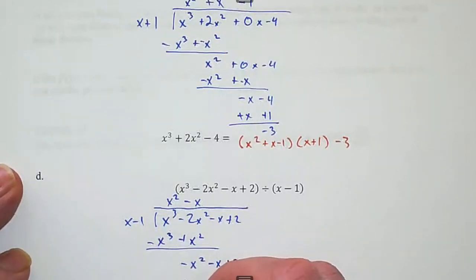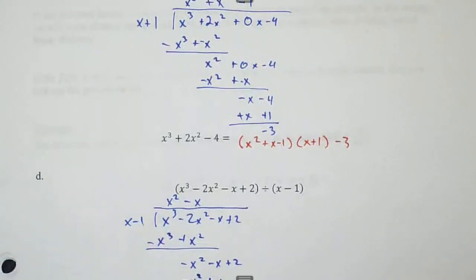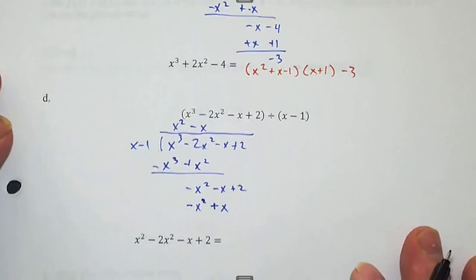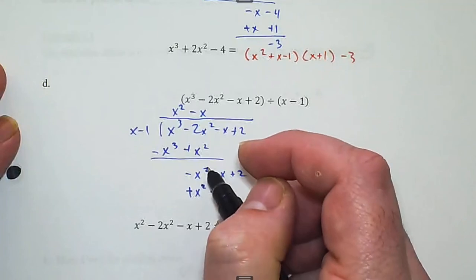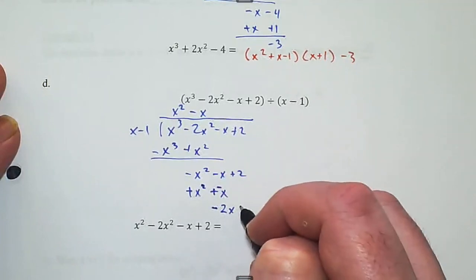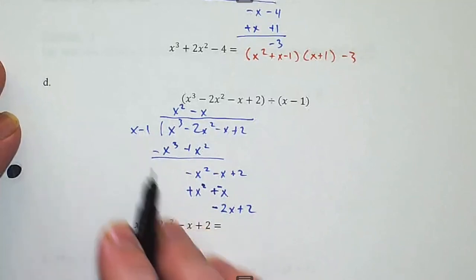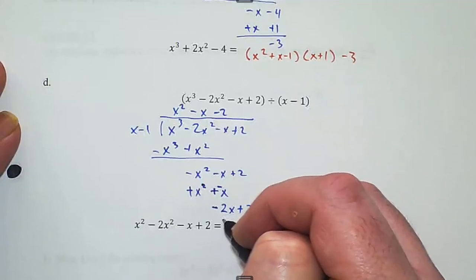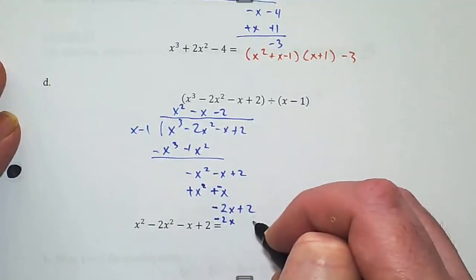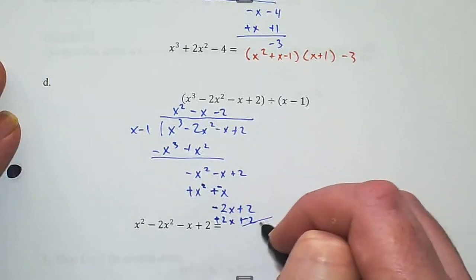And I would get, let's see here, negative x squared. And then I think plus x. But I need to change the signs. Okay, so then I get a negative 2x plus 2. Negative 2x divided by x is a negative 2. And I get negative 2x plus 2. And when I change the signs, it gives me another remainder of 0.